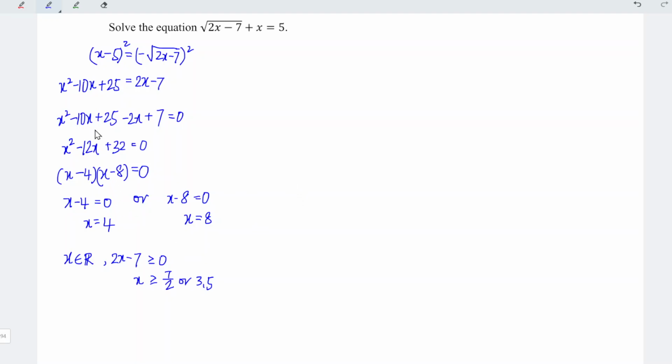Let's say we are not good at factorization, we can make use of the quadratic formula. Recall that x is equal to minus b plus minus square root of b squared minus 4ac, divided by 2a. What we have here is x squared minus 12x plus 32 is equal to 0. We can see that the coefficient of x squared is 1, so a is equal to 1, b is the coefficient of x, which is minus 12, and c is the constant, which is 32. We just have to substitute this into the formula.